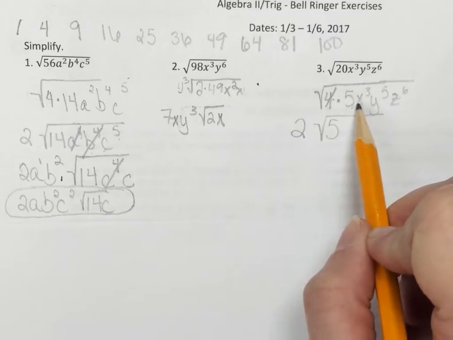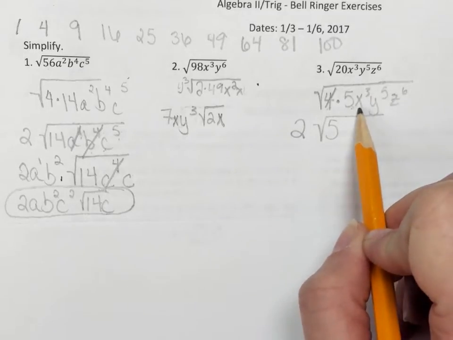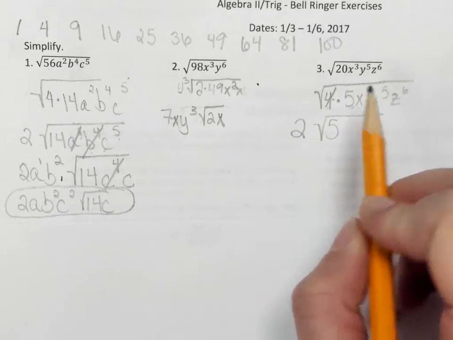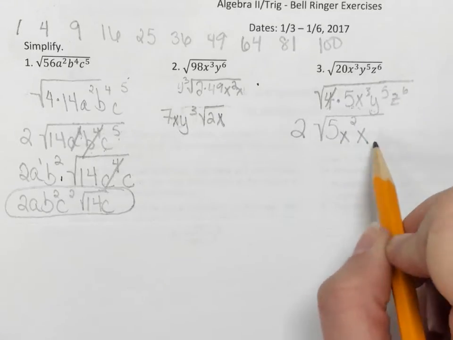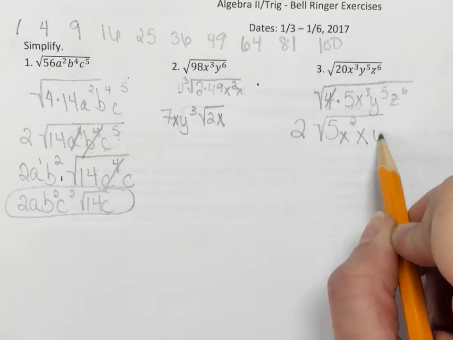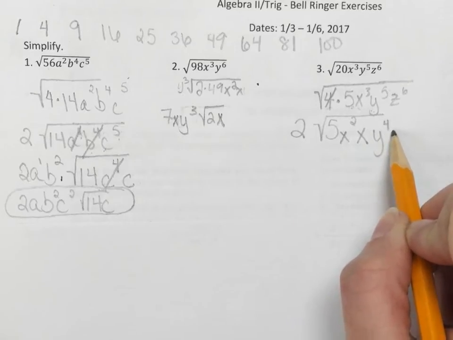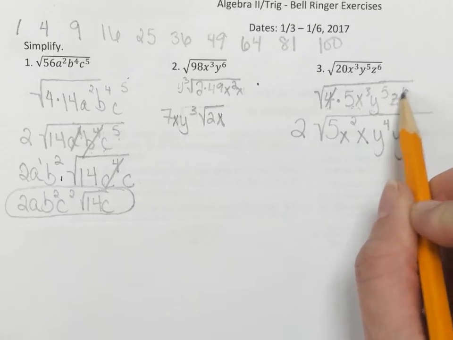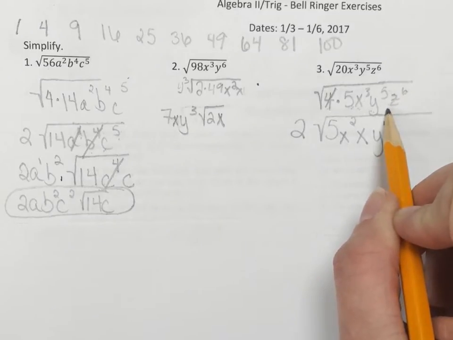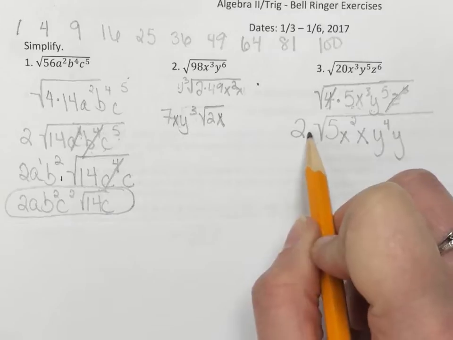All right, here we go. X to the 3rd. He's not even, so how do I make him even? X squared. And X. Perfect. What about Y to the 5th? Y squared. And a Y. There you go. All right, what about Z to the 6th? He's even, so he comes out as Z to the 3. Very good.